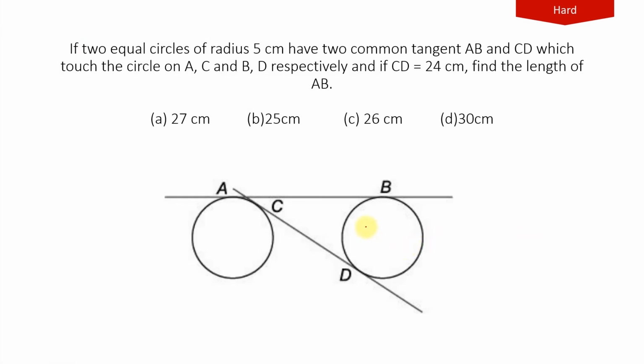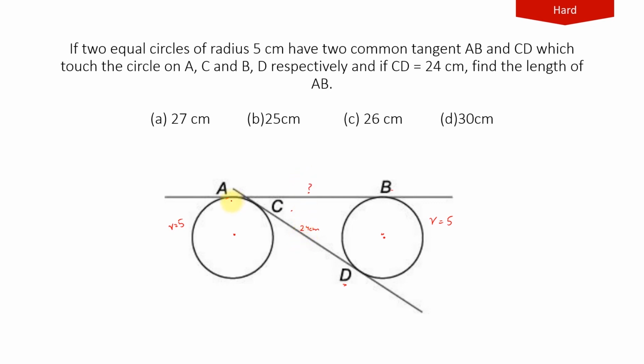Now let's look at another question. In this question we are given two equal circles. So both of these circles are equal of radius 5 cm. Now there are two common tangents AB and CD. We are given the length of CD. So C to D is 24 centimeters. And we have to find the length of AB.